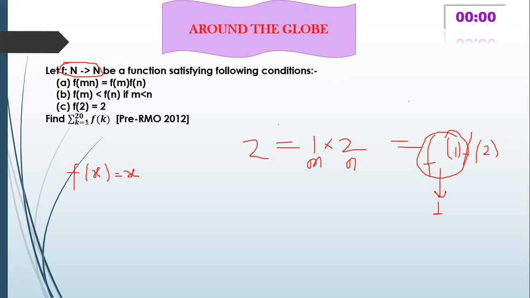Now you are told to find the sum of f of k for all k from 1 to 20. So this is basically the sum of the first 20 natural numbers. And you know the formula for the sum of natural numbers, that is n times n plus 1 by 2. Now put 20 in place of n, and you will get 20 into 21 by 2, that is 21 into 10, that is 210. So 210 is your answer for this question.